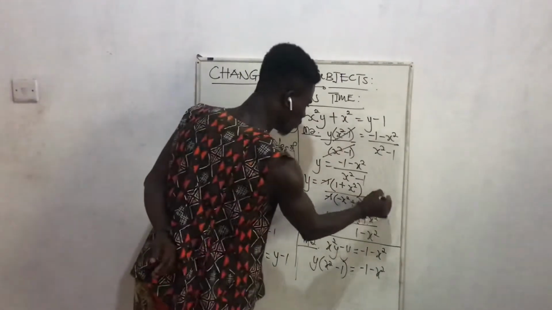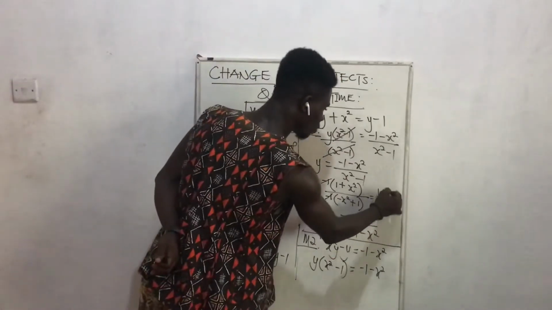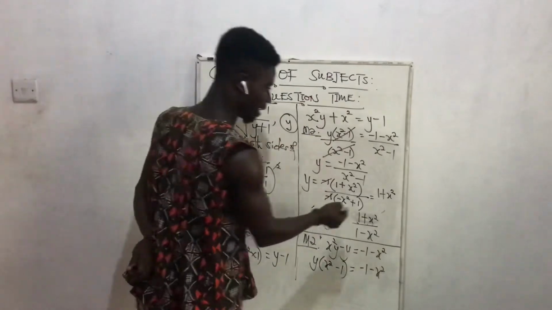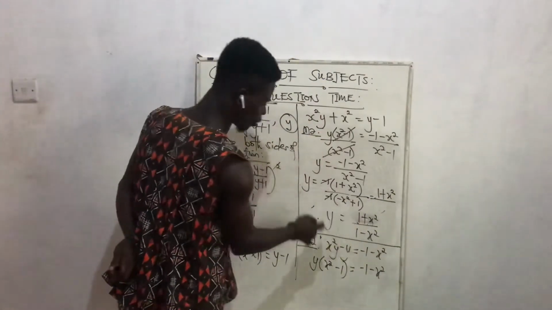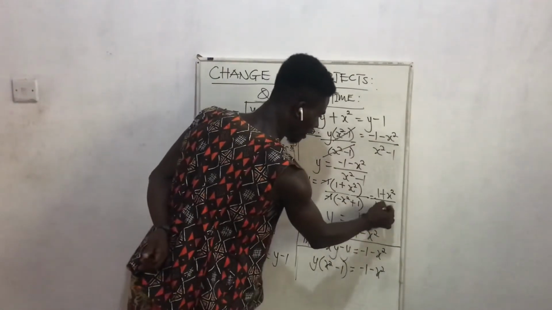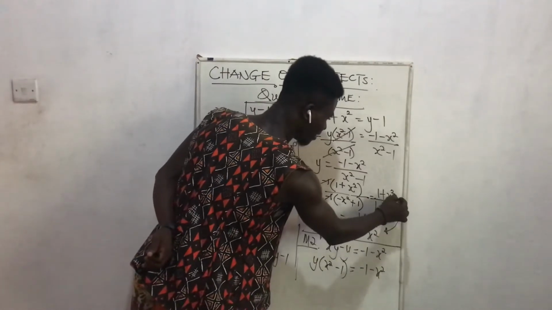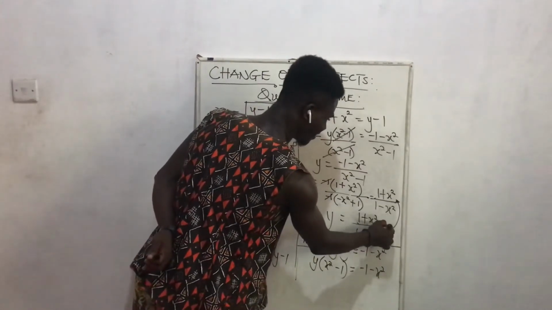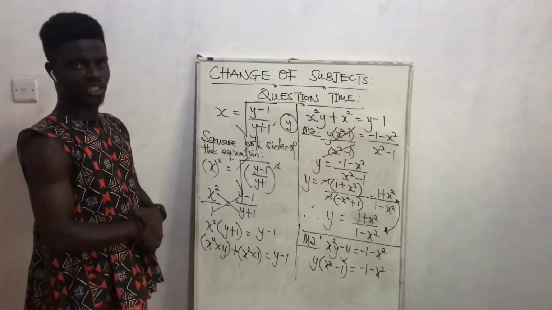So we get equal to what? 1 plus x squared, or x squared plus 1. They are the same thing. Here, minus x squared plus 1 is the same thing as positive 1 then minus x squared. So as we can see, they are the same. No changes.